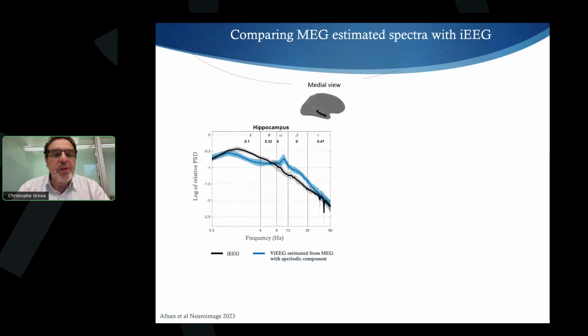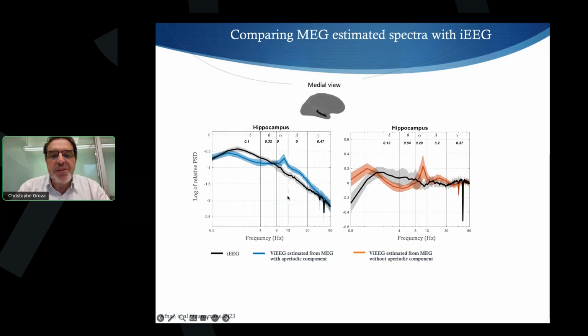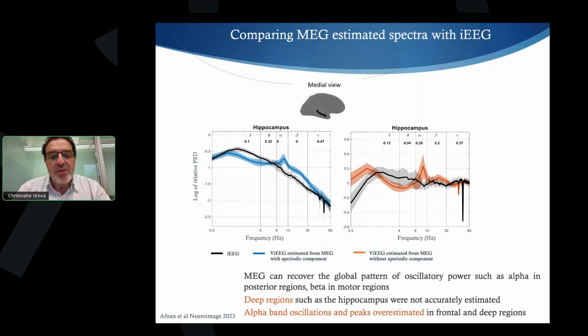And in this other example, now with the hippocampus, what we see is we are making many more mistakes when we are localizing resting state activity in the hippocampus. And notably, we found a huge peak here in the alpha band. And this is probably due to some leakage because in SEEG, in intracranial EEG data, there is no alpha peak in the hippocampus. So I think we are good on cortical regions, but be careful on deep regions.